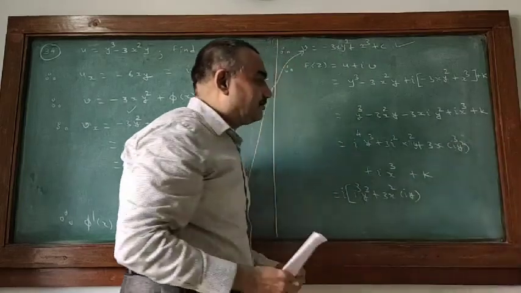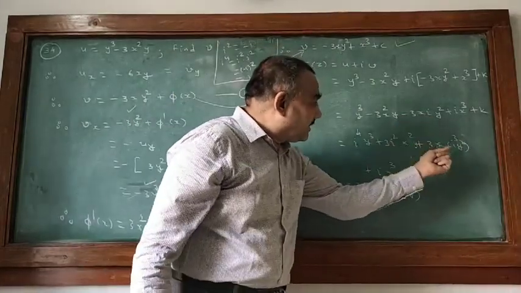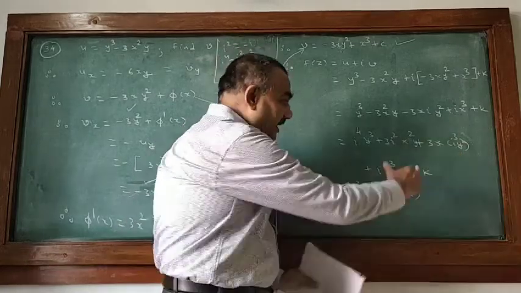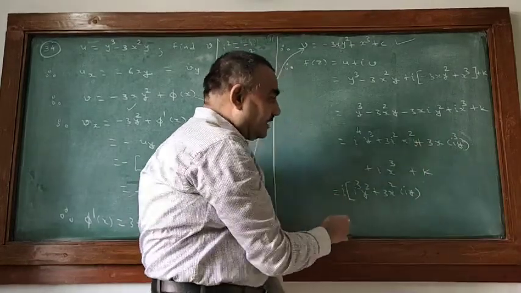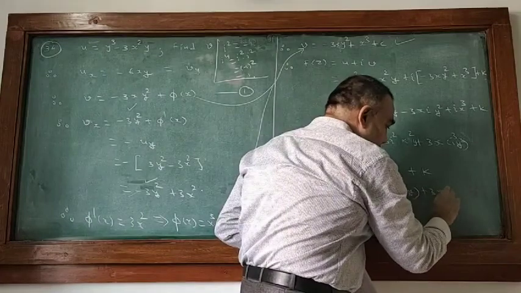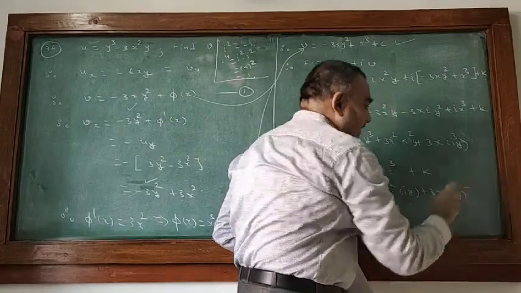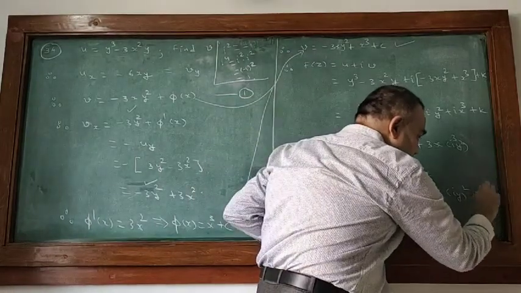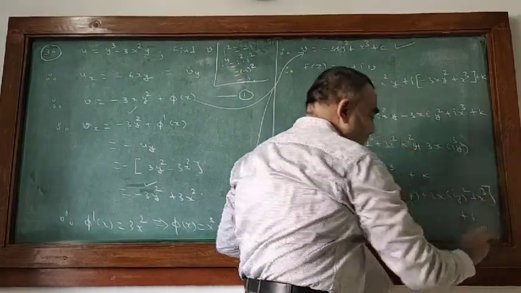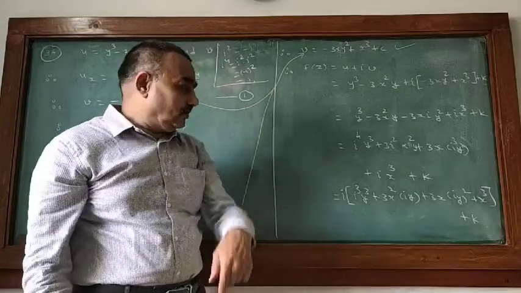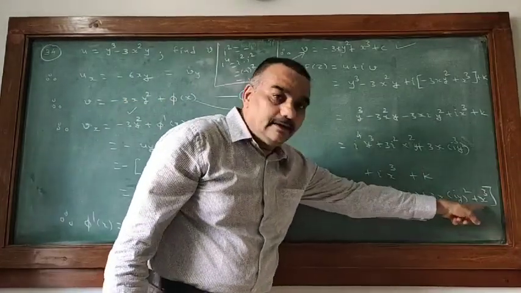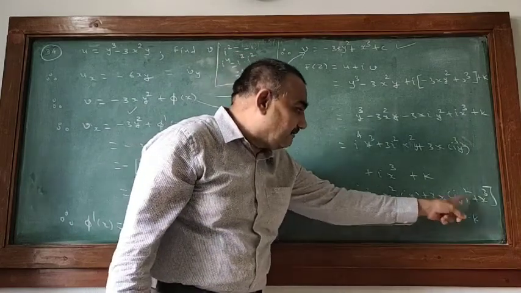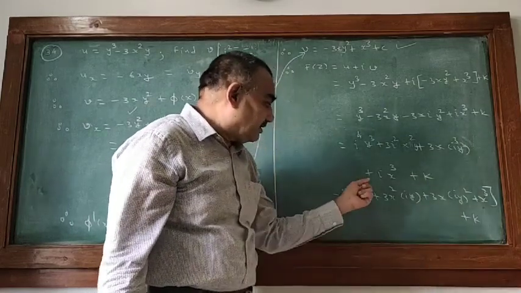This is x cube and this is y square. Plus i cube y square. Now I took one i outside and therefore plus 3x i y square. i is already there outside and therefore this is x cube plus 3x square iy plus 3x iy square plus i cube y cube.